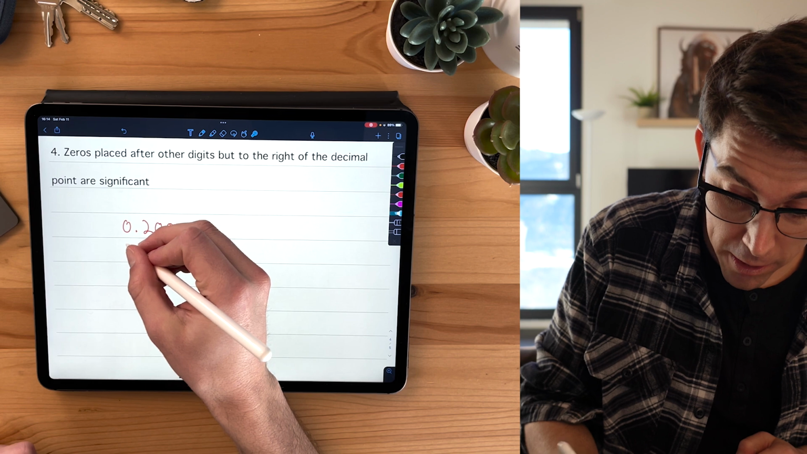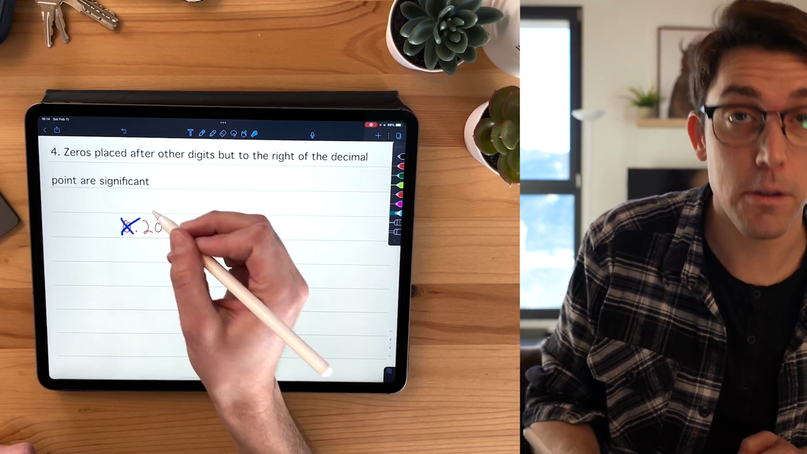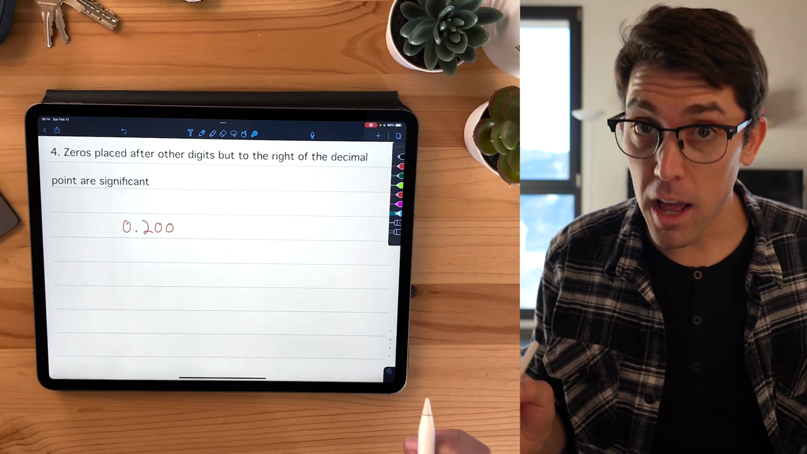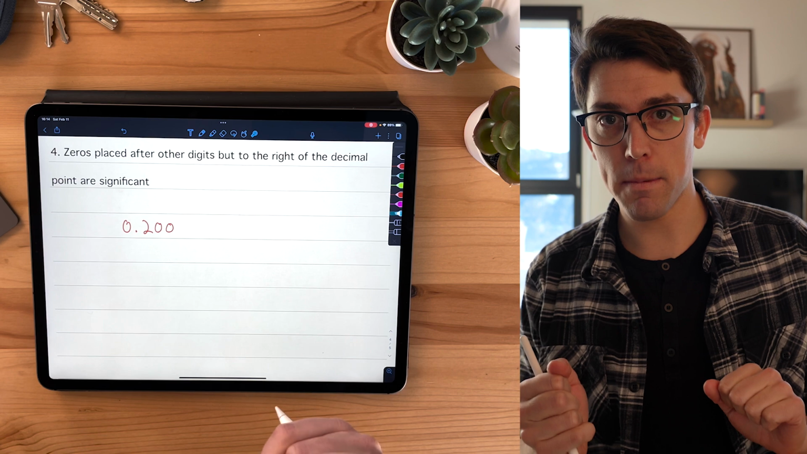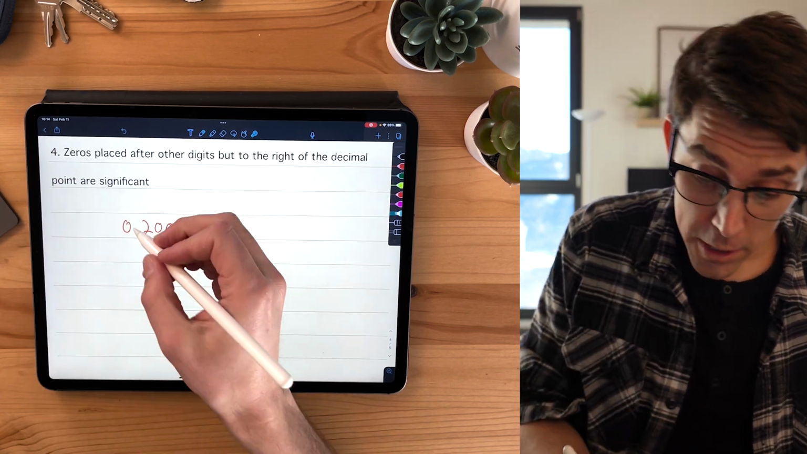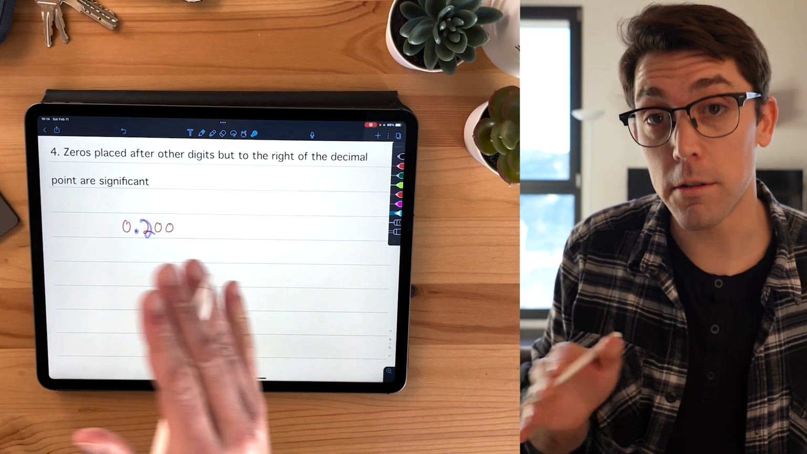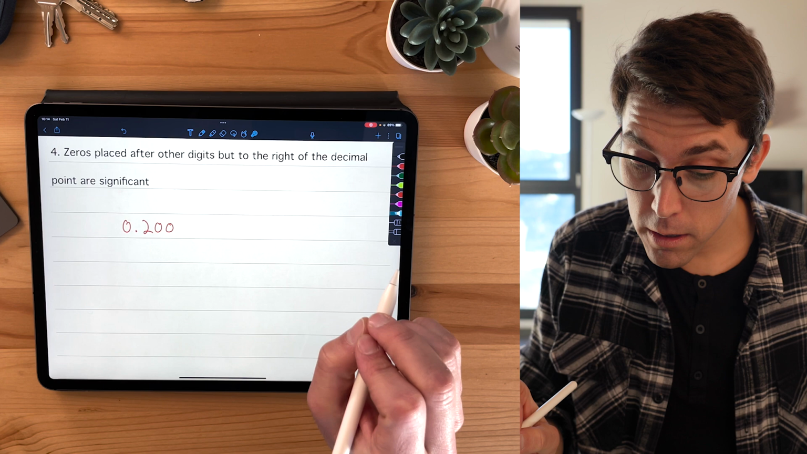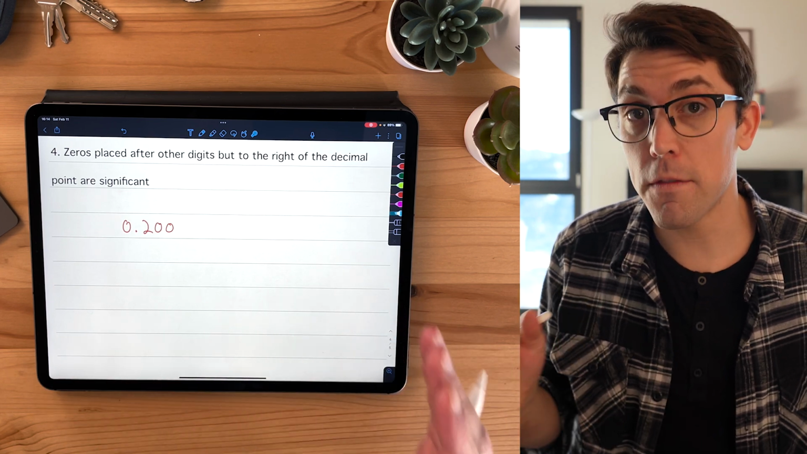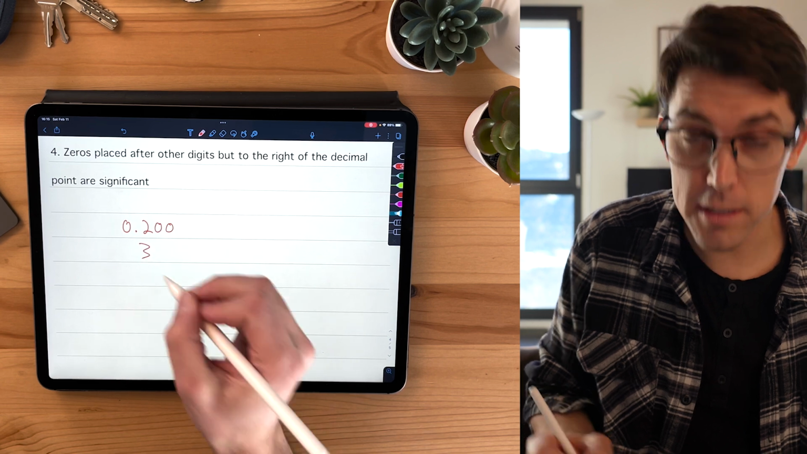So I have a 0 here, right to the left of my first non-zero digit, so this is not going to count towards my significant figures. However, I have 2 zeros that follow the 2 that are to the right of the decimal place, and that's very, very important. So I have point, decimal place, 2, a non-zero digit, followed by 0, 0. 2 zeros to the right of my other digit and to the right of the decimal place. So those count as significant figures. So this has 3 significant figures.